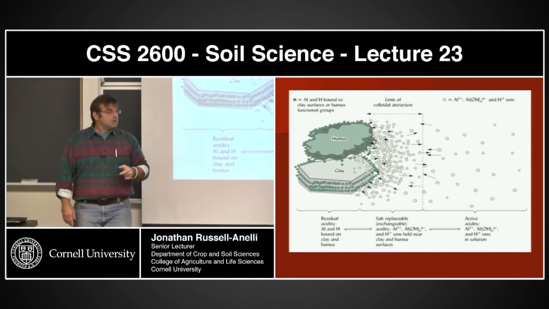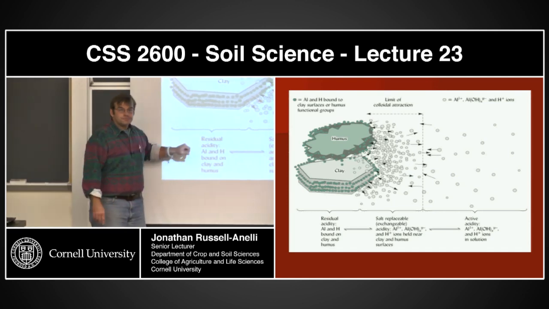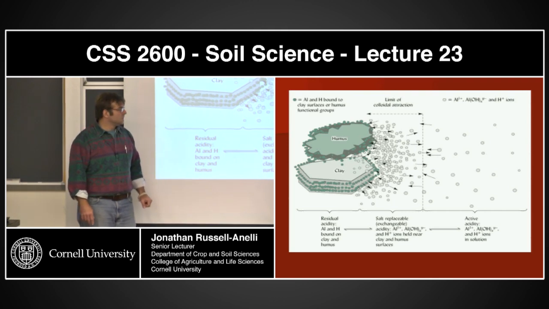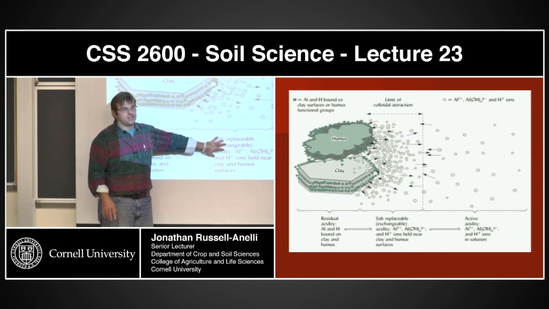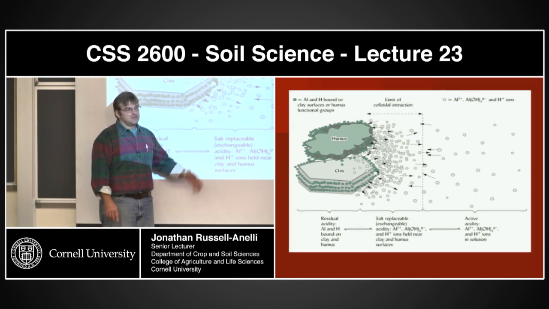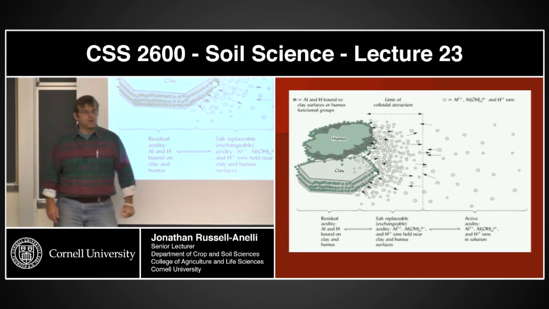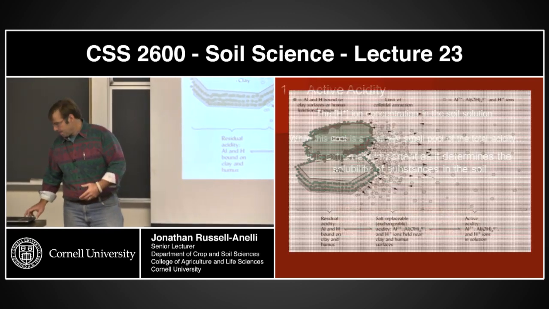Question? What was the third pool called? The residual. This is called salt replaceable. Sometimes it's called exchangeable. I actually usually call it exchangeable because it's the cation exchange sites. But both terms are acceptable.